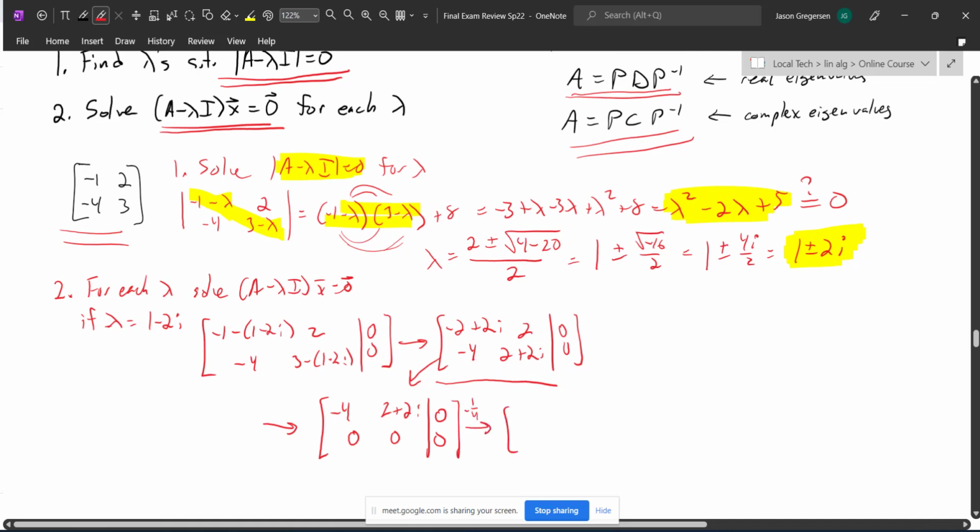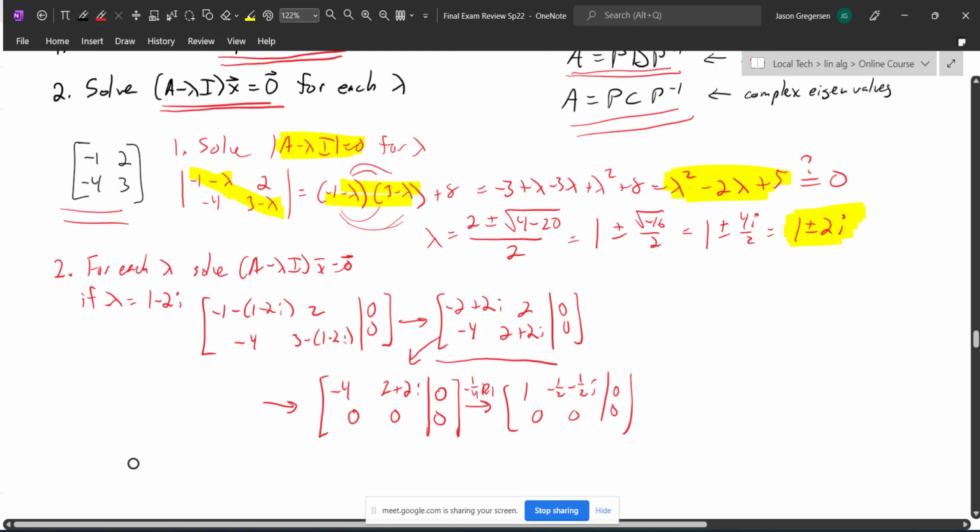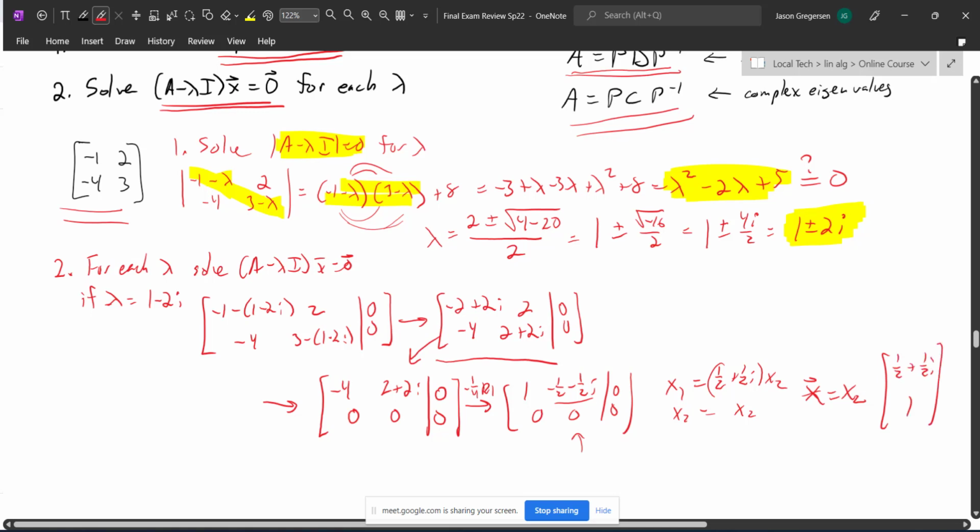I would take negative 1/4 times row 1 to get 1, negative 1/2 minus 1/2 i, 0, 0, 0, 0. Now I'm in reduced row echelon form. I'd write out my associated equations. I have x1, and then I'll add this number times x2 to the other side to get positive 1/2 plus 1/2 i, all times x2. There's no pivot in the second column, so x2 is a free variable. And then in parametric vector form, my solution looks like x2 times (1/2 plus 1/2 i, 1).